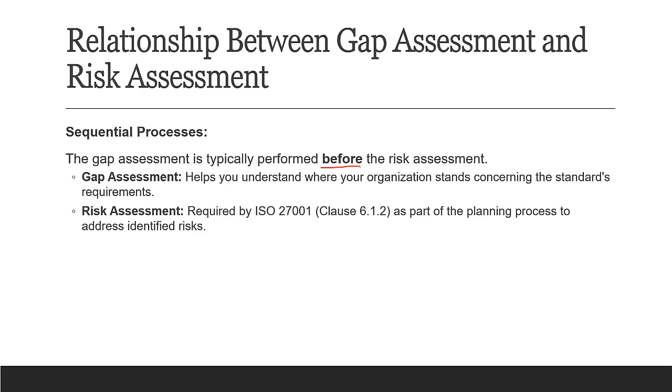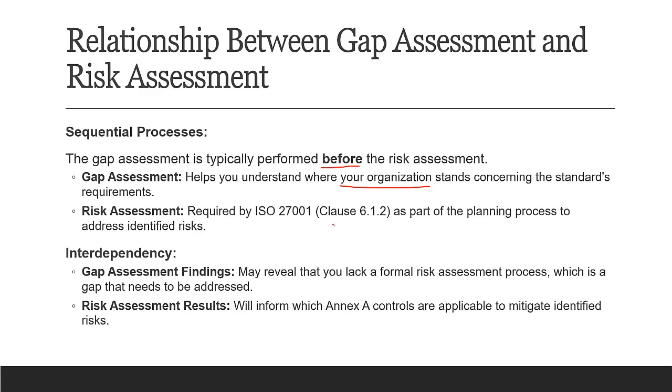It is typically performed before risk assessment, because the gap assessment helps you understand where our organization stands concerning the standard requirements, and risk assessment is required by ISO 27001 clause 6.1.2 as part of the planning process. So the interdependency is that gap assessment findings may reveal the lack of a formal risk assessment process, which is a gap that needs to be addressed. On the other side, risk assessment will inform which annexure controls are applicable, because we have annexures also, and we are implementing the annexure controls with the help of risk assessment in the system. That is part of the requirement.